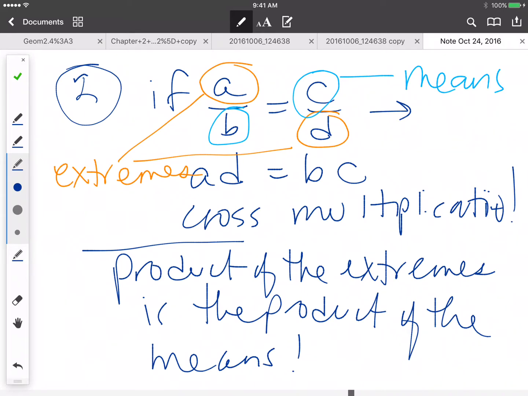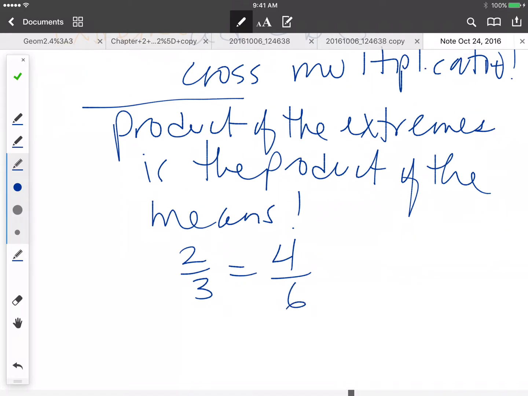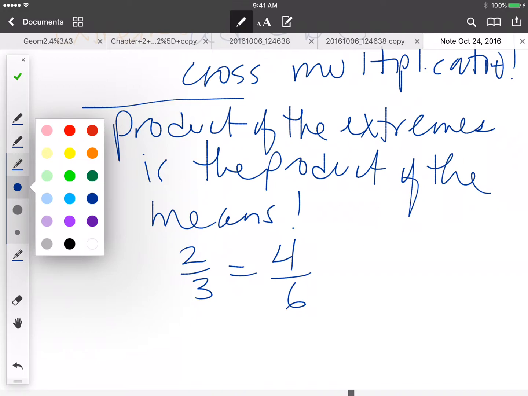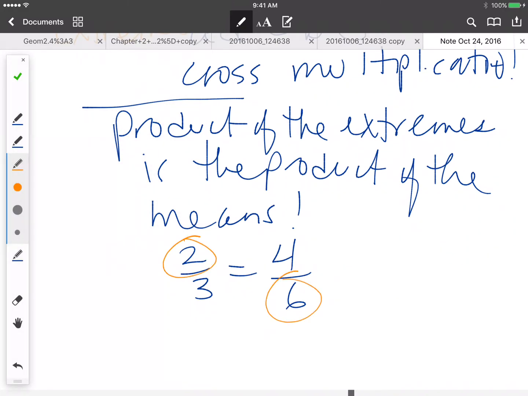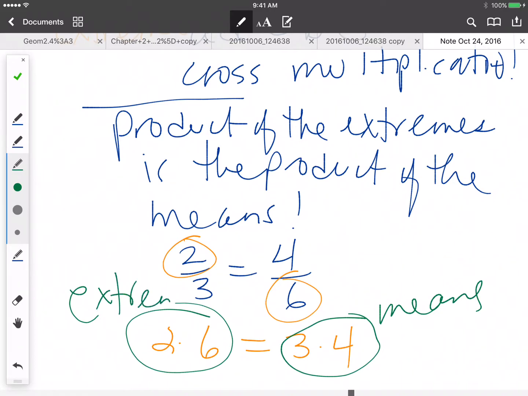It's a pretty interesting way to think about this, right? So in this case, we might think again back to 2/3 is equal to 4/6. And in fact, this is true. The extremes, in this case, being 2 and 6, so 2 times 6 does equal 3 times 4, the means over here. So means and extremes. Not too bad.